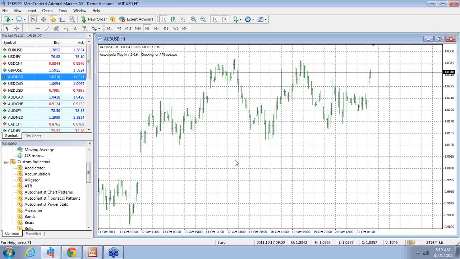Then what we're going to do here is drag in the Autochartist chart pattern and click this on here, okay. And again, it's going to go through its process of authenticating and connecting. And we should be getting a pattern here in a second.